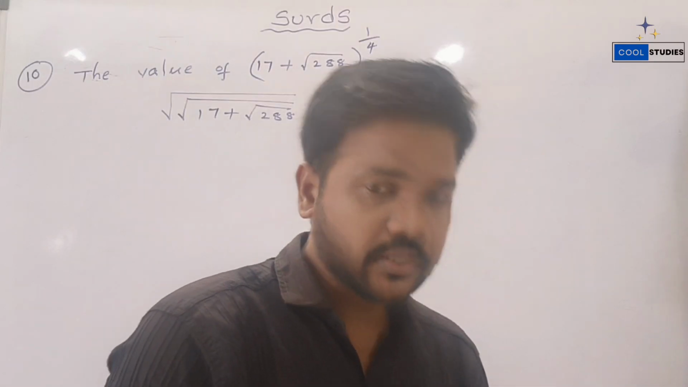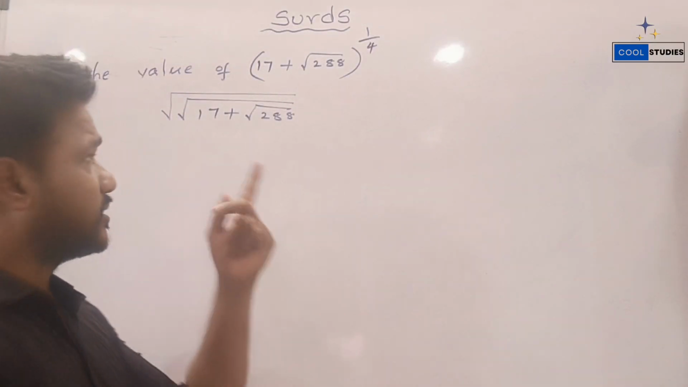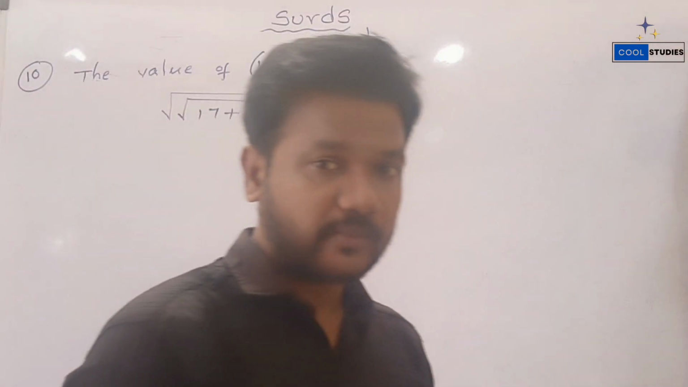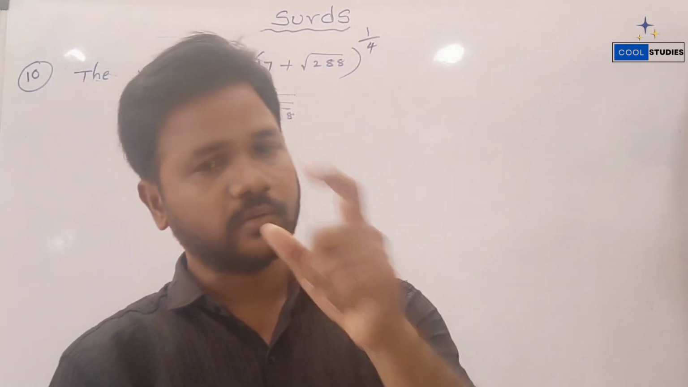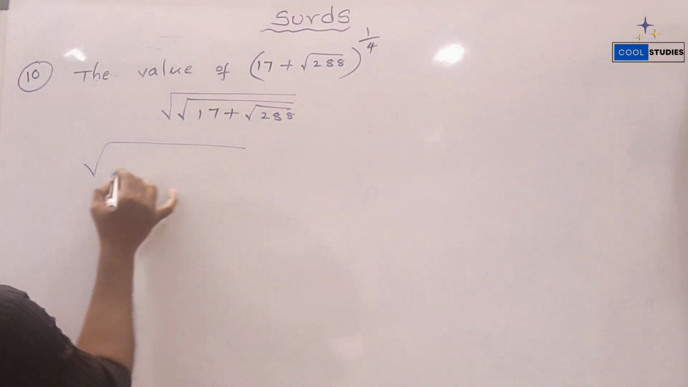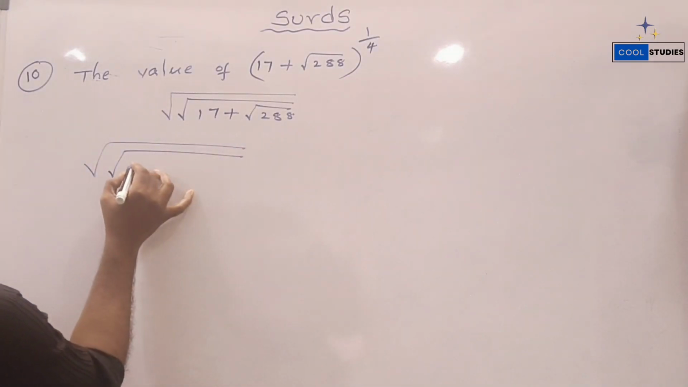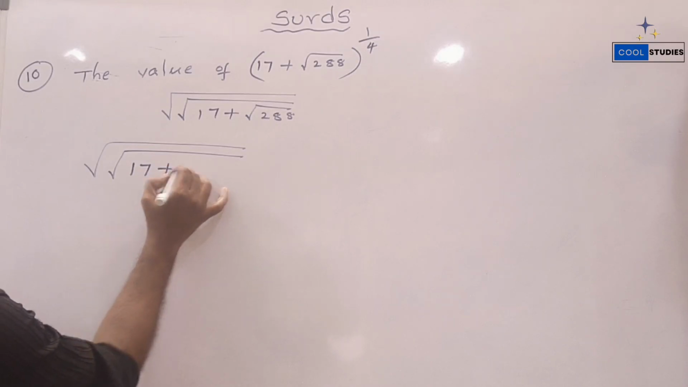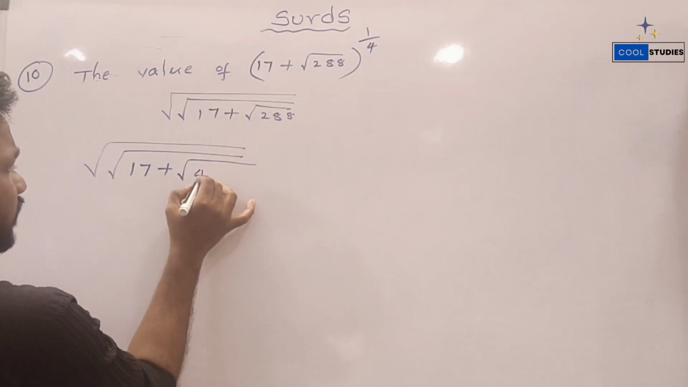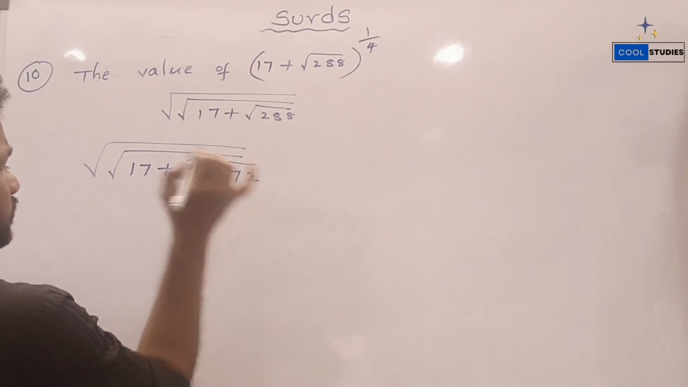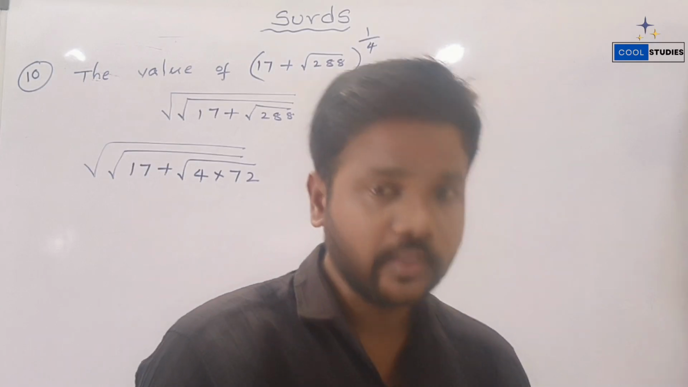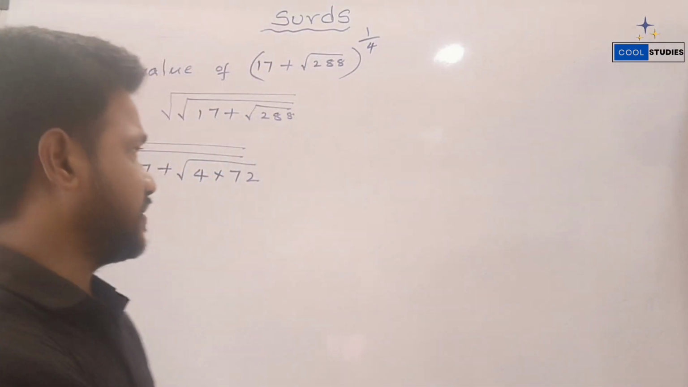If power 1 by 4 is given, it means 2 times square root. We have to take the square root 2 times for the given question. Let us first do one square root here. Root over, again the root over 17 plus this 288, I am writing as root over 4 into 72.